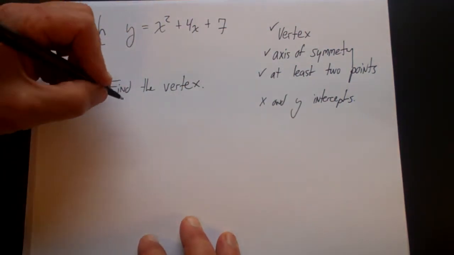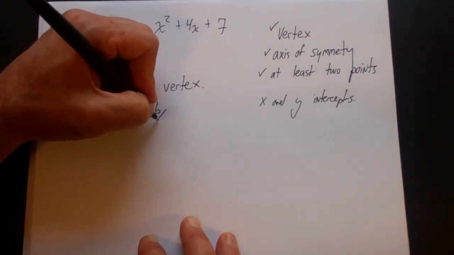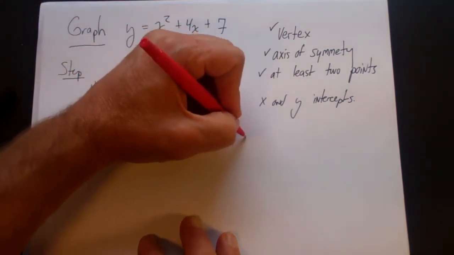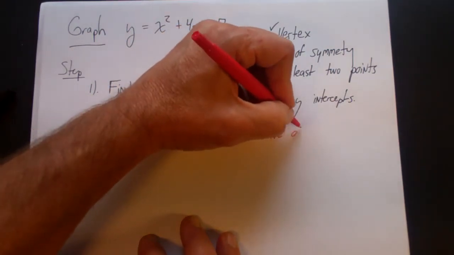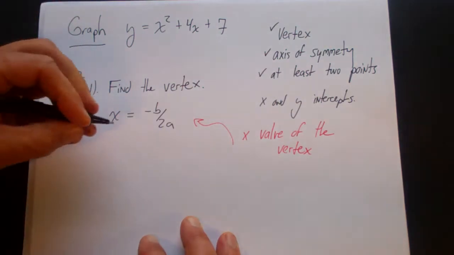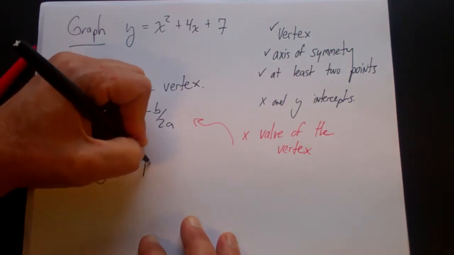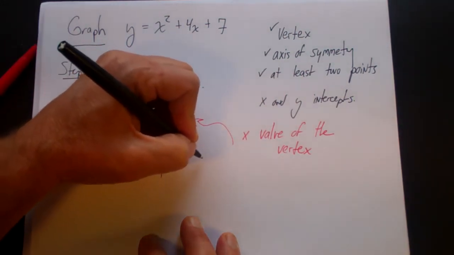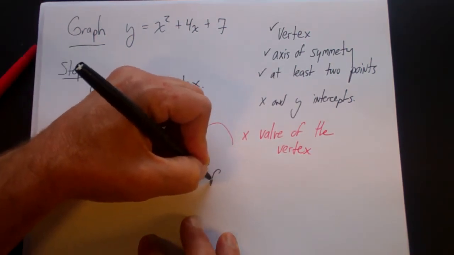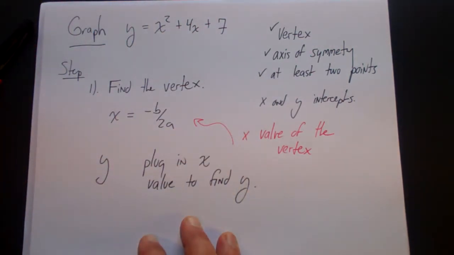And the way we find the vertex is we use the formula, and the formula is the x value of the vertex is equal to minus b over 2a. So this will give you the x value of that vertex. And then to find the y value, you plug in x. And where do you plug it into? Into the original equation. And that's the first step.